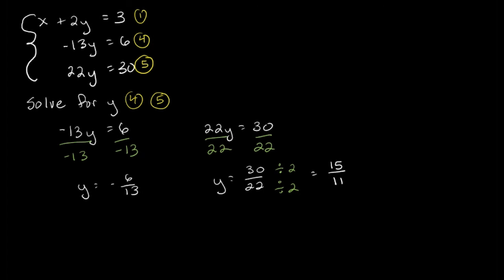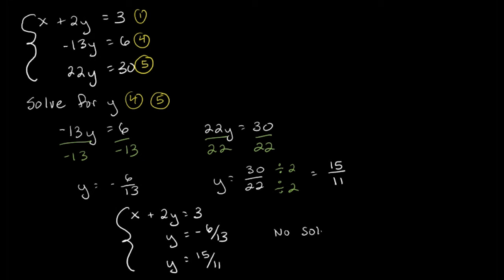So if we put this back in our form, we have x plus 2y equals 3. We have y equals negative 6 over 13, and y equals 15 over 11. We have a problem. If you get a contradiction there, we have two different values for y. This tells us that this system doesn't have a solution because we can't get the same value for y. We have a contradiction here. And so we have no solution in this case.